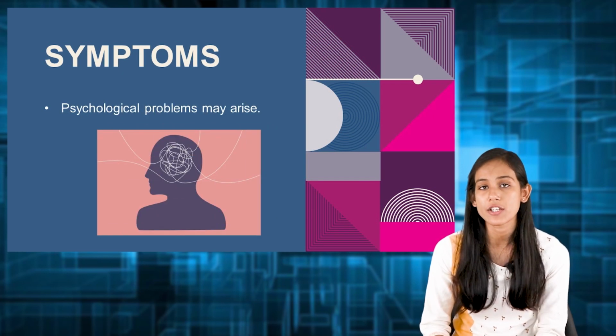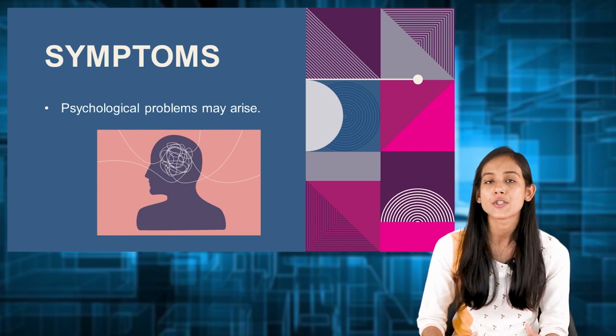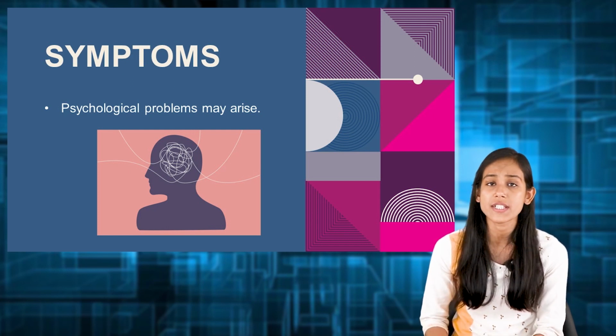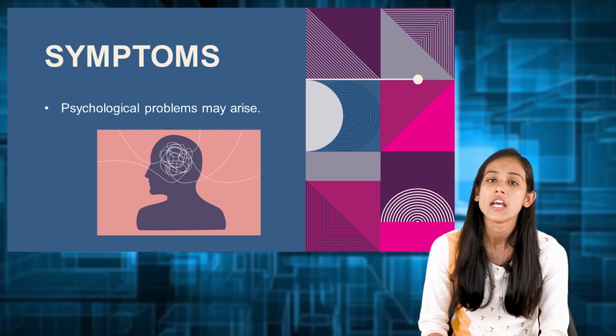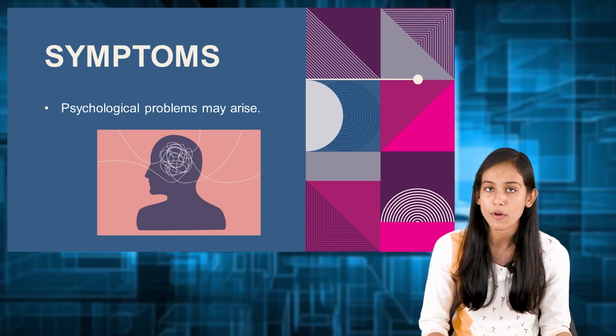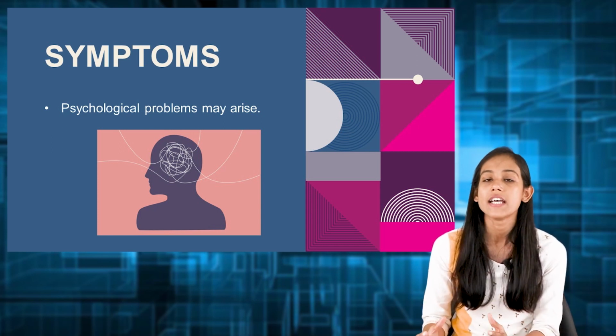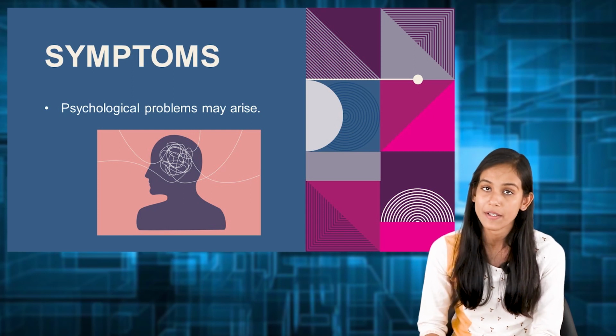And also psychological problems may arise due to these things, because there will be sexual dysfunction, there will be fertility problems, and also the abnormal stream of urine. So these things might cause psychological problems in a person.